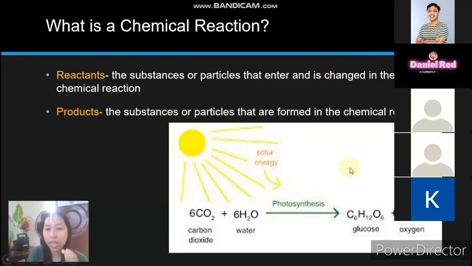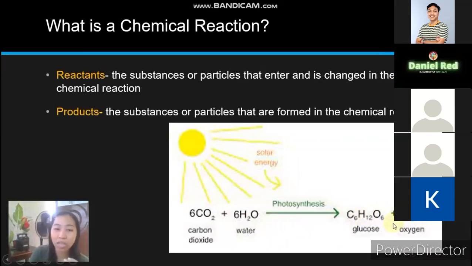So for example, here, this is a chemical reaction involved in photosynthesis. Now, this is the process in which plants can make their own food. As you can see here, always remember this nga arrow. Most of the time, ang nasa left side of the arrow kay ang reactants. And kanang nasa right side, kanang gipadulngan sa imong arrowhead, mao na siya ang imuhang gitawag nga products.